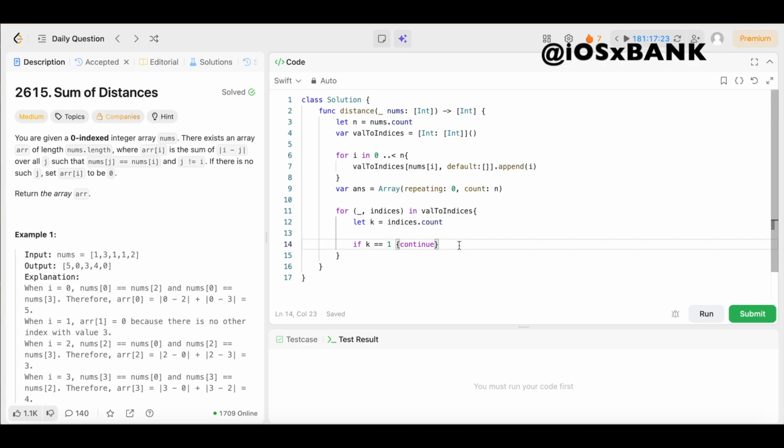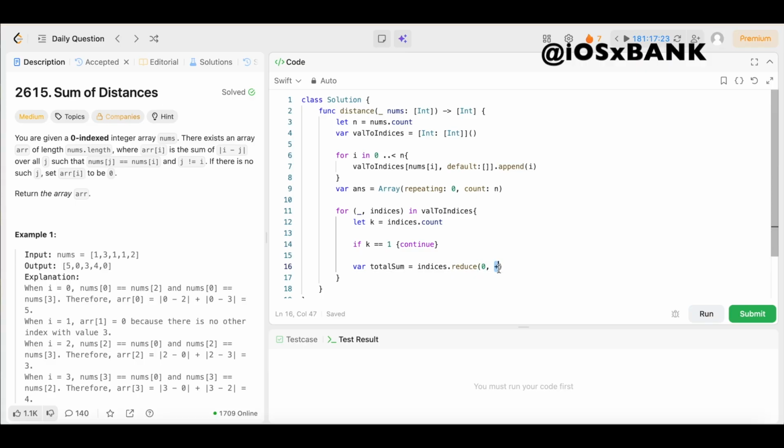Boom. Then the total sum of all indices in this group, we could get that by declaring a variable. We'll call it totalSum, and we'll set that equal to indices.reduce(0, +). And what that is going to do is it's going to take all of the values in indices and start the count from 0 and add them together.